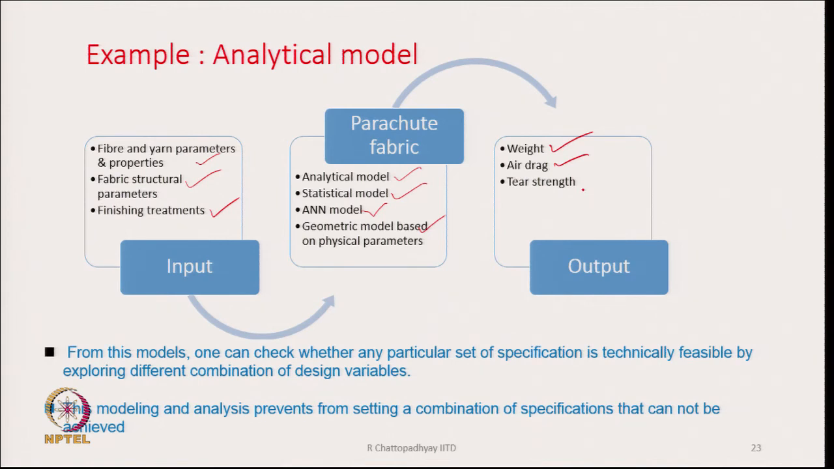So, from these models one can check whether any particular set of specifications is technically feasible by exploring different combinations of the design variables. So, if we find that none of these combinations is going to meet the specified value, that means the specification is not really feasible, it is impossible to achieve.